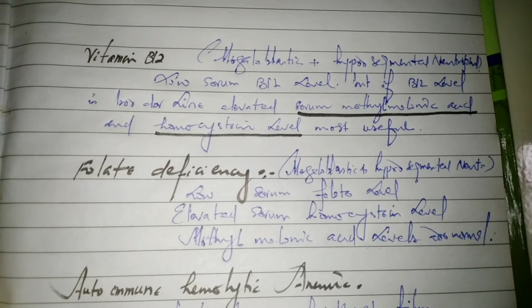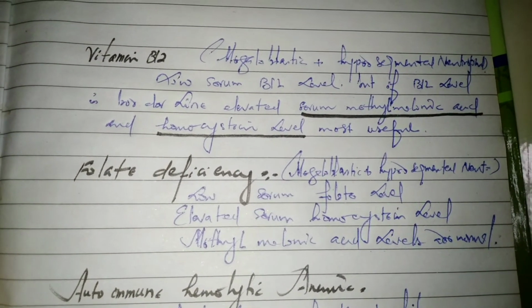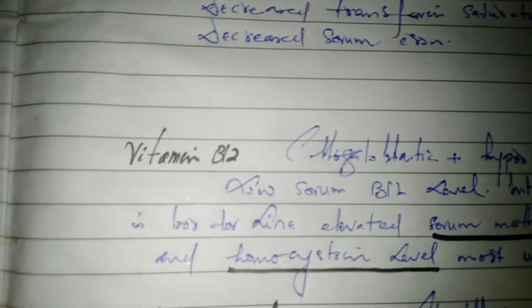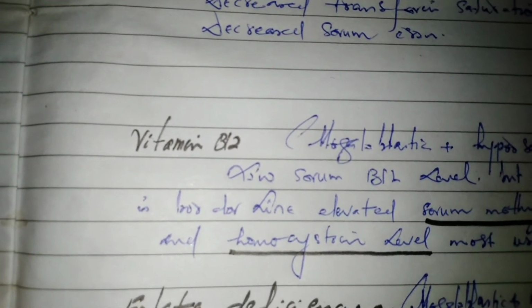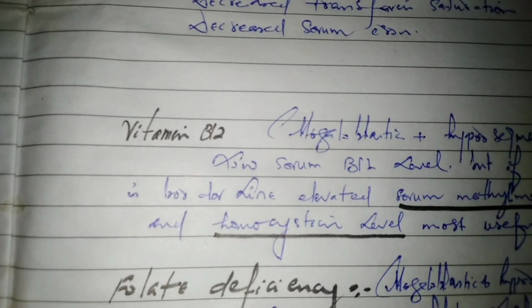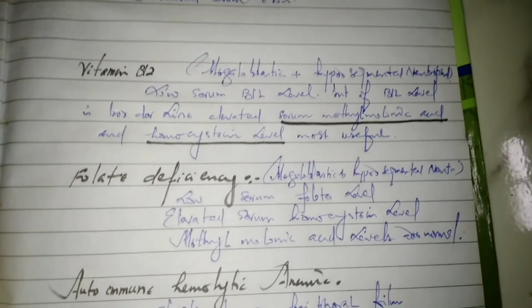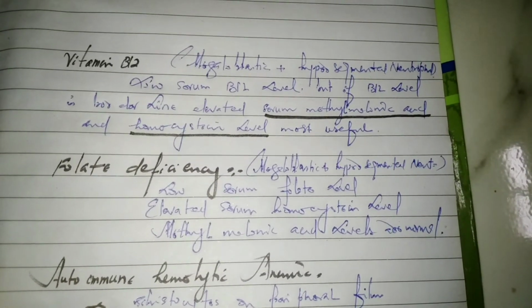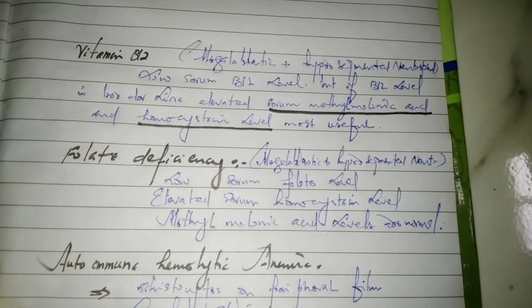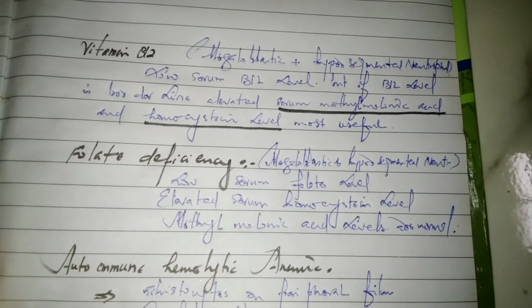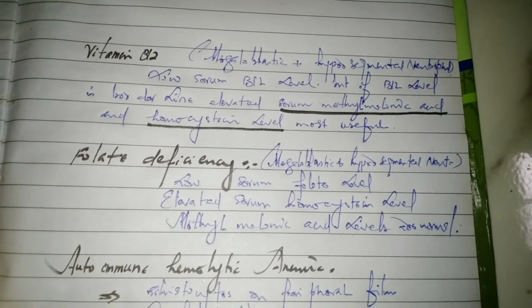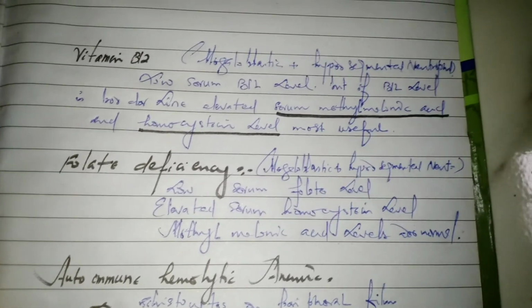And another way to remember this is just look at vitamin B12. 2 is there, that means two things are increased, that is homocysteine and methylmalonic acid. I am not going into detail of the basic principles or the biochemistry. I am just giving you hints on how to remember.